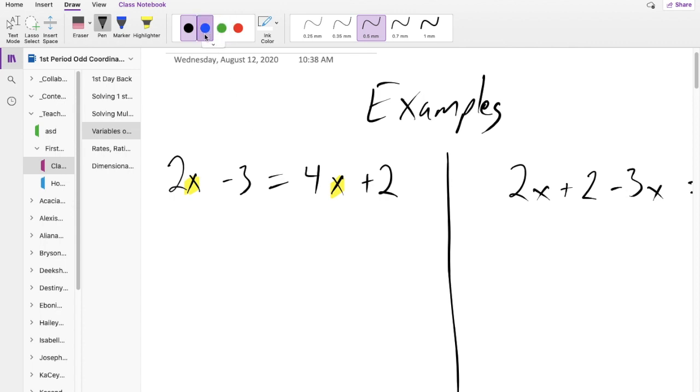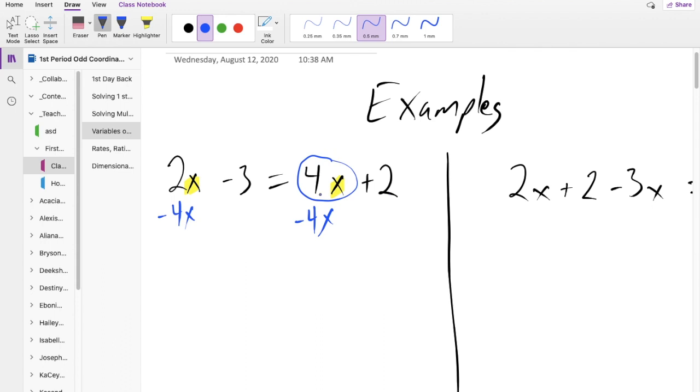So the very first thing, before I do anything with any of these constants or anything else, I am going to move this entire 4x to the other side. Since this is a positive 4x, I need to move it to the other side by subtracting 4x on both sides. I'm doing that because it's being added to something. And because that 4x is being added to something, that means I have to add or subtract it to move it to the other side.